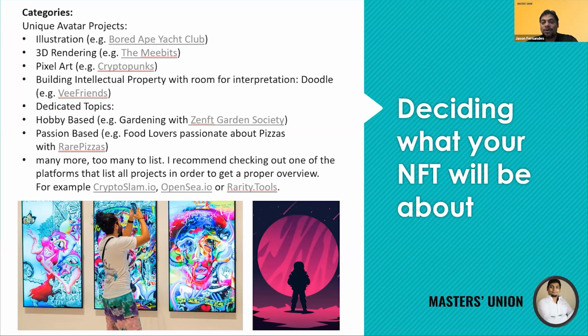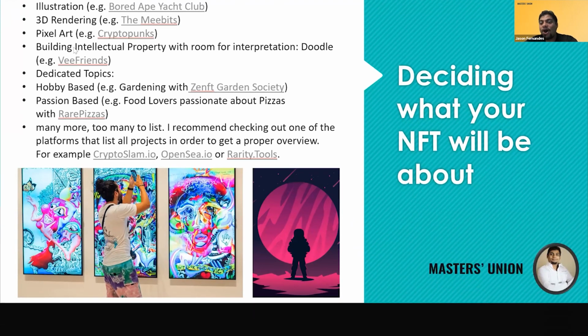Another is where you have some sort of doodle. The doodle is very famous, just random, and it's up to the person's interpretation what that is. That's a different kind of art as well, and there is an equivalent in the NFT world. And then, of course, you have dedicated topics, like hobby-based NFTs. For example, there's ZenFit Garden Society. Another is the example I gave you with the running shoes.